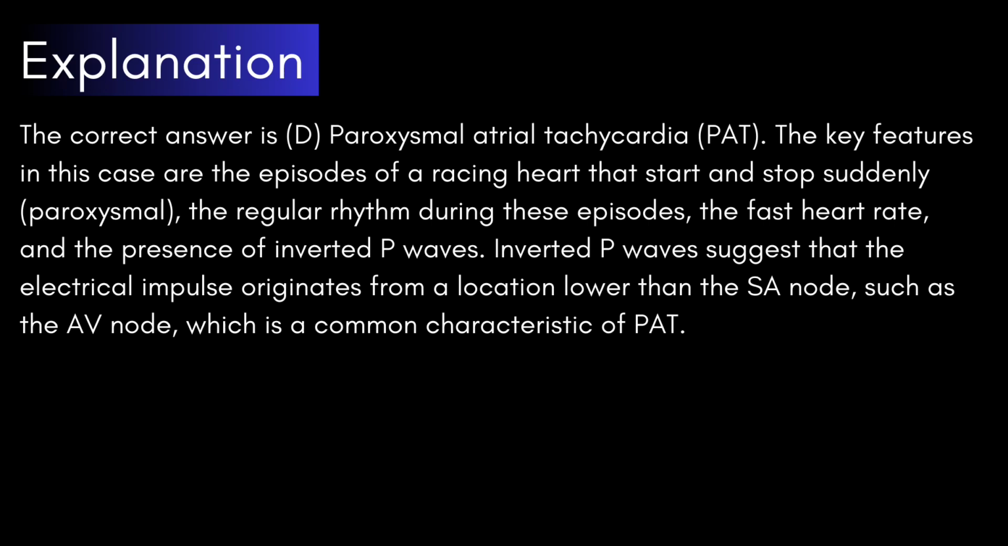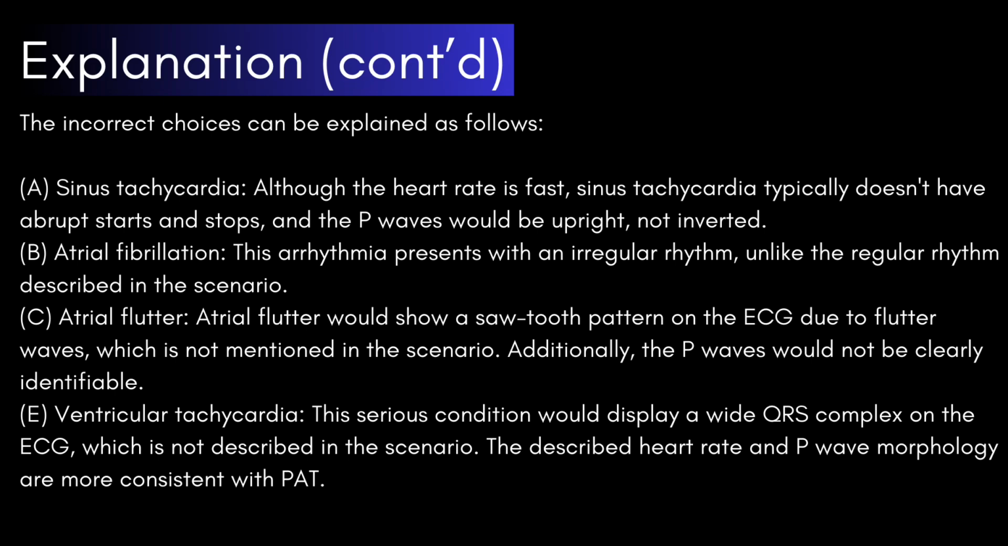All right, let's go ahead and see why the other answer choices are incorrect. The incorrect choices can be explained as follows. A. Sinus tachycardia. Although the heart rate is fast, sinus tachycardia typically doesn't have abrupt starts and stops, and the P waves would be upright, not inverted.